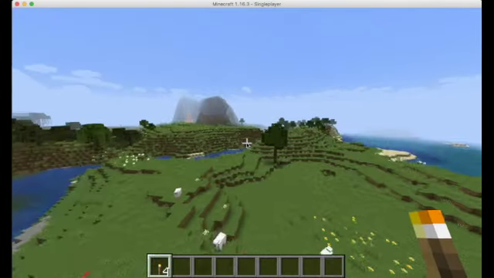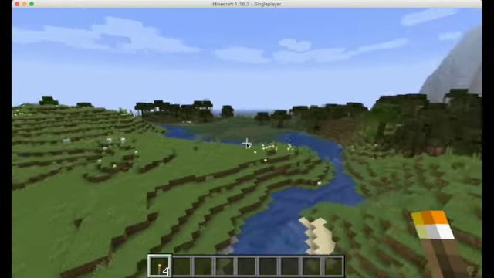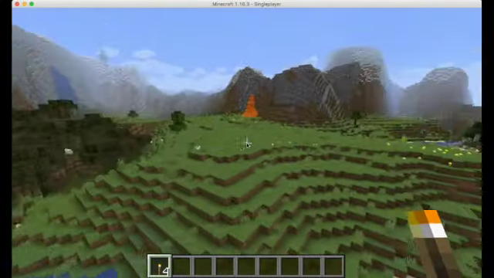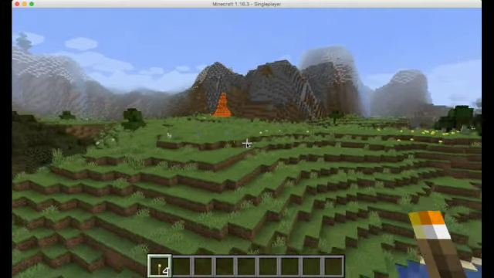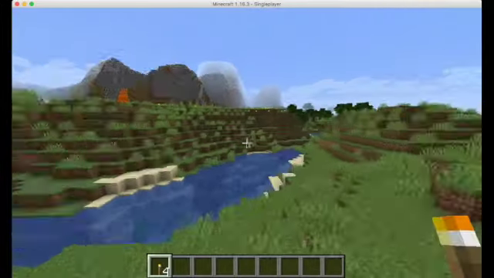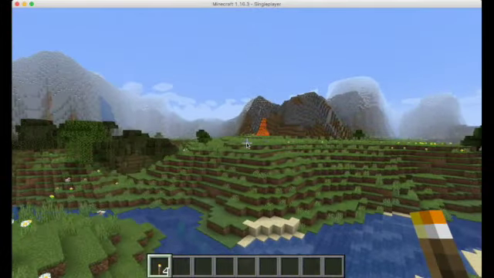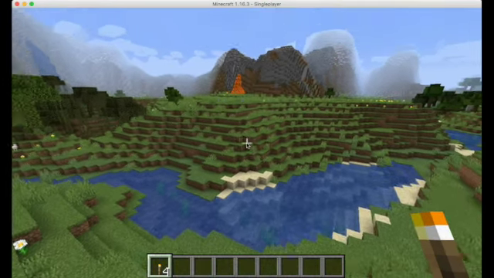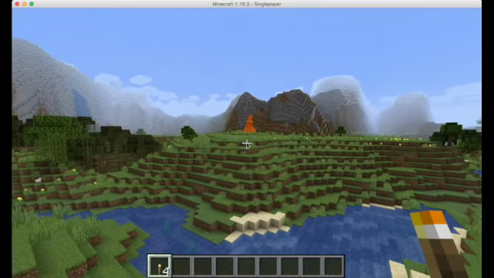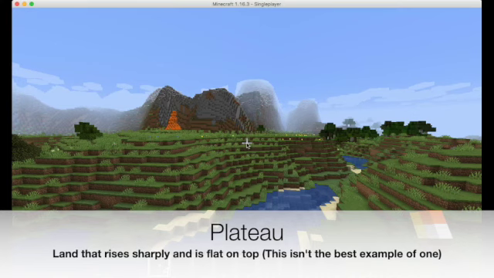So if we go just a little bit further down on our map, we see quite a few landforms. So the first one we can see is right here. Let me drop down a little bit. Let's go over here. Okay, so right here you can see this land has a flat top. So this is land that rises sharply. You can see it doesn't rise as sharply as normal ones, but therefore this is a plateau. A plateau is land that rises sharply and is flat on top.